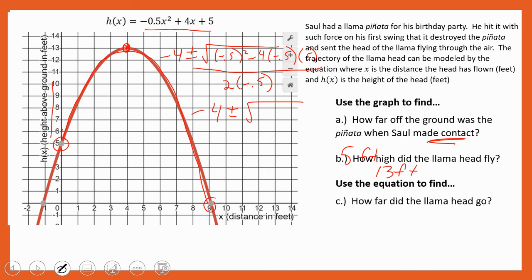So now I've got to put this in my calculator. Use the parentheses just like they are there. So negative 0.5 squared minus 4 times negative 0.5 times 5, and that's 10.25, all over negative 1. The square root of 10.25 is 3.2. So I have negative 4 plus 3.2 over negative 1, and negative 4 minus 3.2 over negative 1.